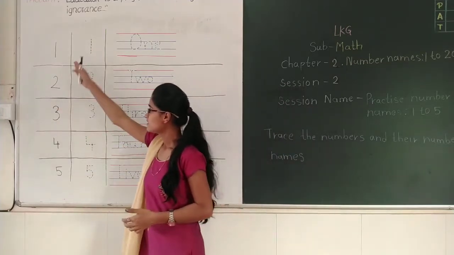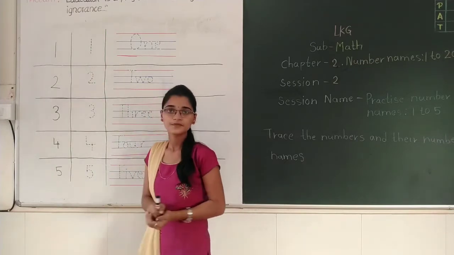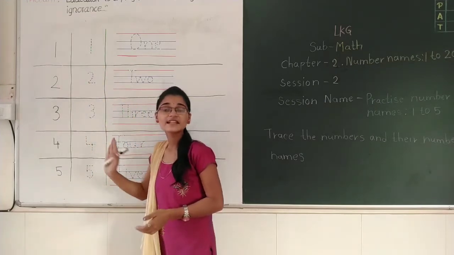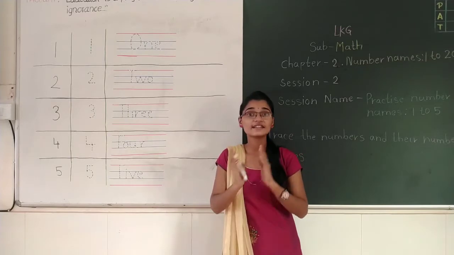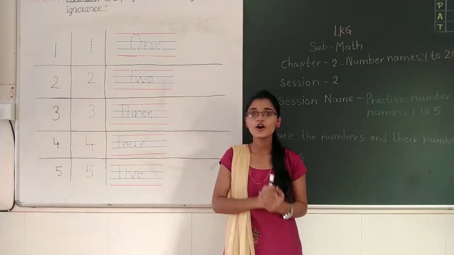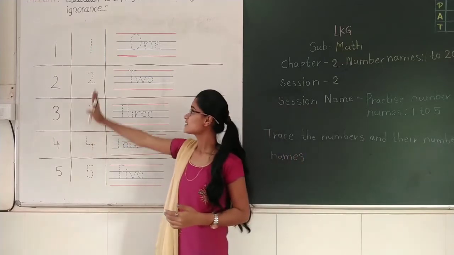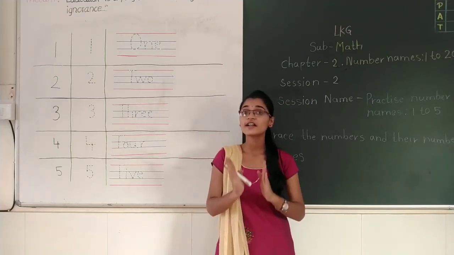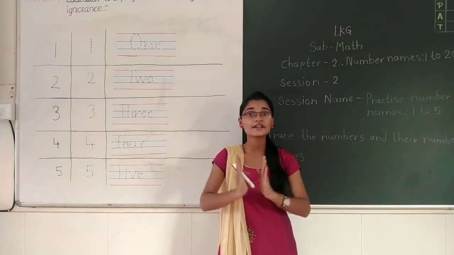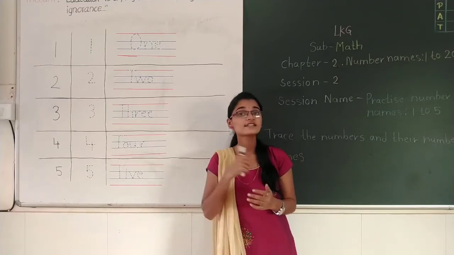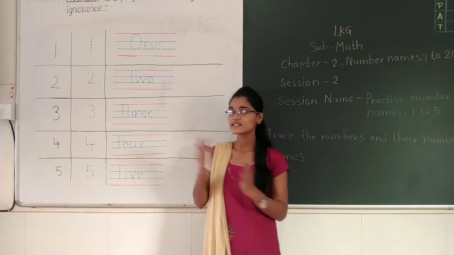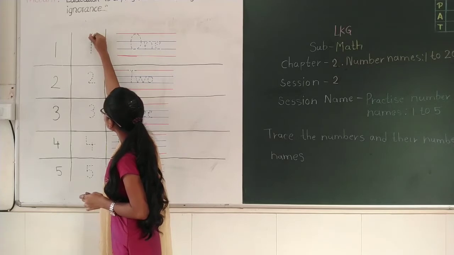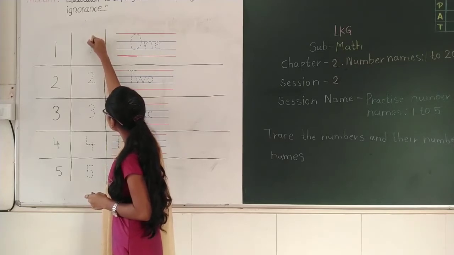Look here. Here I have written numbers 1 to 5. And here also I have written some numbers, but these numbers are in dotted lines. So first of all, we are going to trace these numbers. You have already learned how to trace the numbers and how to write the numbers in our last chapter. So let's start. Now students, put your pencil point on the first dot and follow this dotted line.